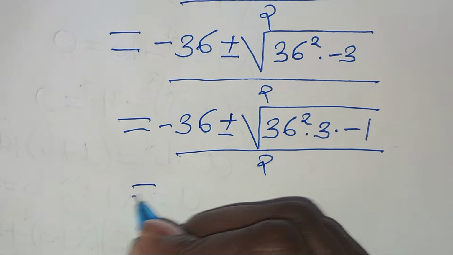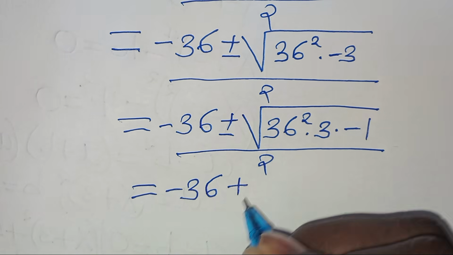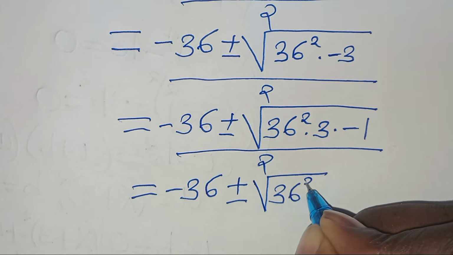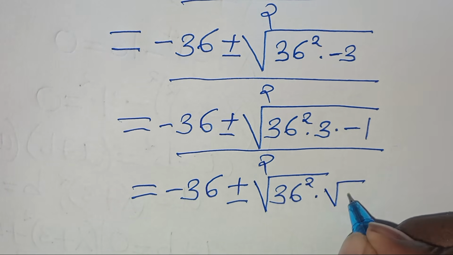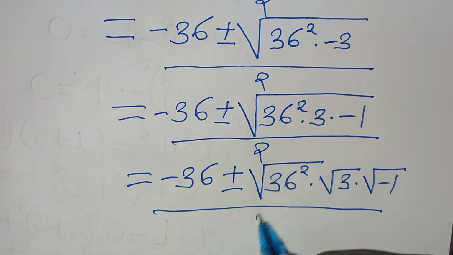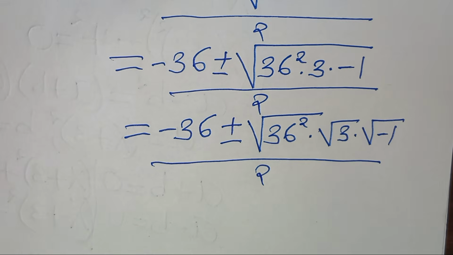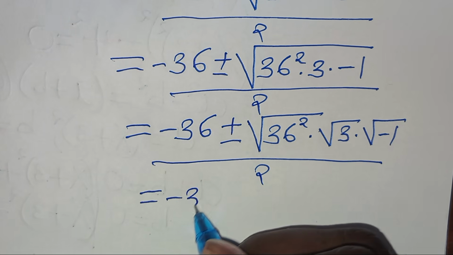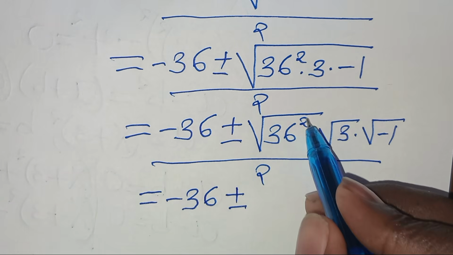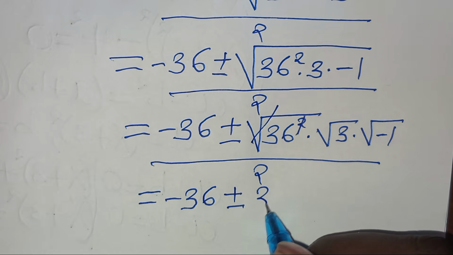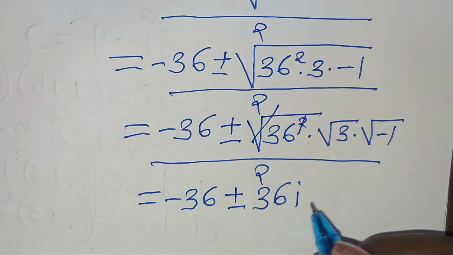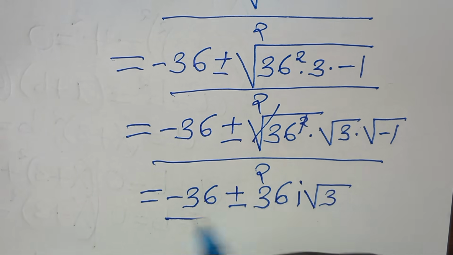Now the next step is that we have negative 36 plus or minus the square root of 36 raised to the power of 2 multiplied by the square root of 3, then multiplied by the square root of negative 1, everything divided by 2. The square root of 36 to the power of 2 means we can eliminate the square root sign, so we have 36, then the square root of minus 1, which is i, then the square root of 3, then divided by 2.